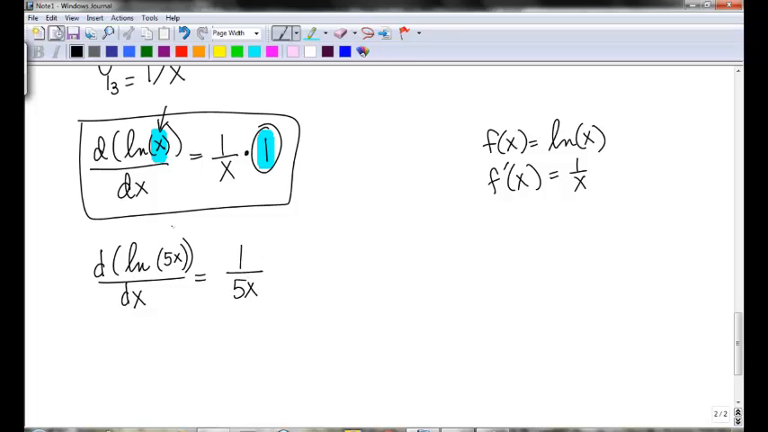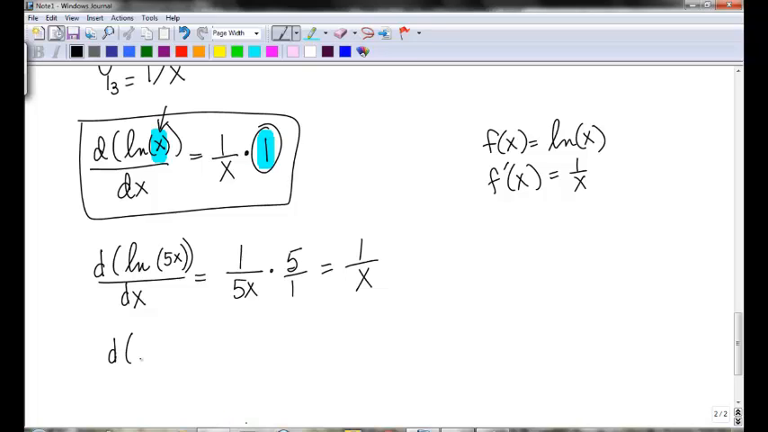Because it's times the derivative of what's inside. So it's times the derivative of 5x, which is 5. Okay? And then that's like 5 over 1. So final answer, 1 over x. If they had shown me that 1, okay, so that leads to what Dustin's saying.